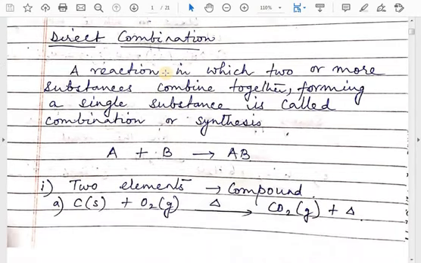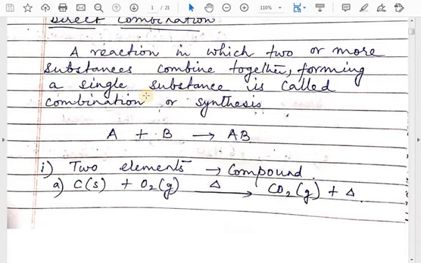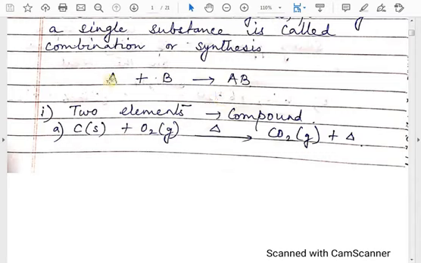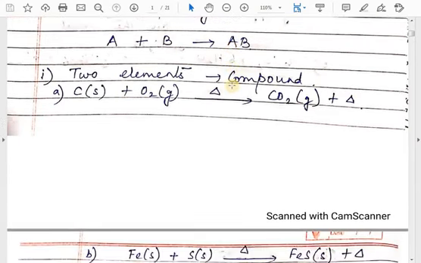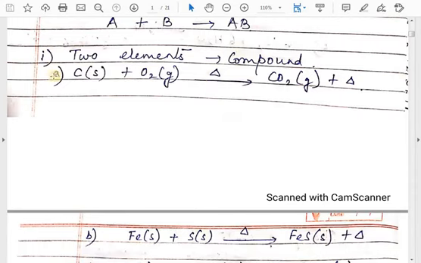Now what is direct combination or synthesis? This is the reaction in which two or more substances combine together forming a single substance is called combination or synthesis. Let's say one reactant is A, another is B. We will get a compound called AB. Let's go through the examples.